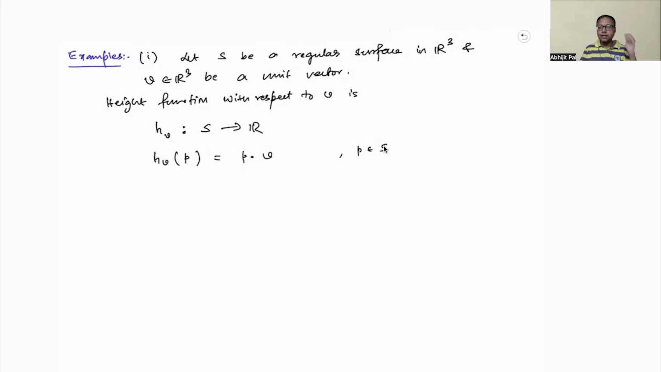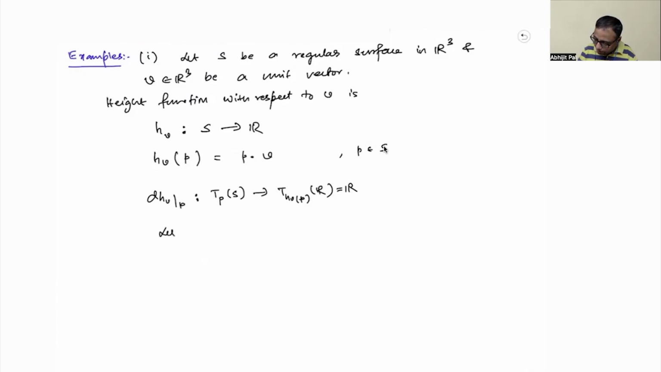This height function is a differentiable map. Now let us find the differential of this height function H_B. DH_B at the point P will be a map from the tangent space of S to the tangent space of R at the point H_B(P). The tangent space of R at any point is again equal to R. So DH_B at P is a linear map from the tangent space of S to R. Okay, so how to compute this differential?